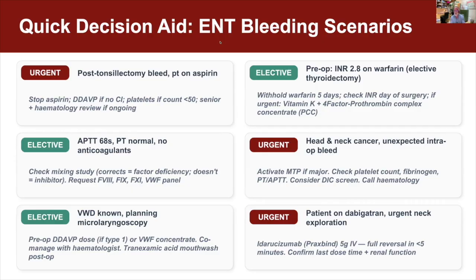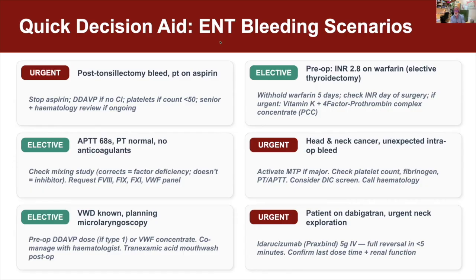Here's another urgent one. Head and neck cancer, unexpected intraoperative bleed. Activate the major transfusion protocol, if major; you'll decide how major the bleed is. Check the platelet count. Are the platelets low? Check the fibrinogen. Is it okay? Check the prothrombin time and the APTT. Consider doing a DIC screen. Call hematology. You'll need hematology for that one.